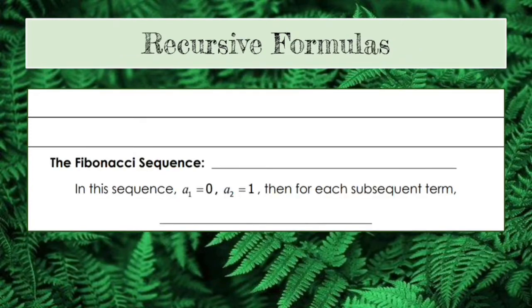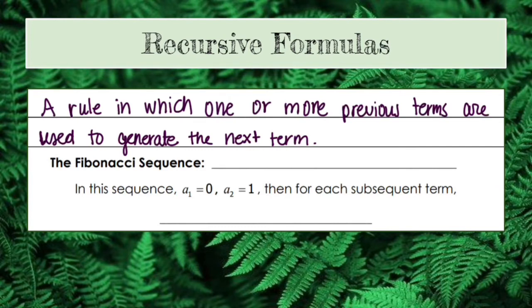All right, so we are almost to actually getting to do some math, but we've got one more definition before we get there. A recursive formula is a rule in which one or more previous terms are used to generate the next term. So an example of that is the Fibonacci sequence. And a Fibonacci sequence always starts with 0 and 1. But then the next number is the last two numbers added together.